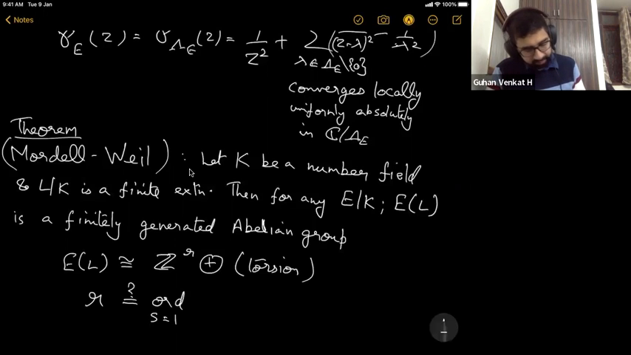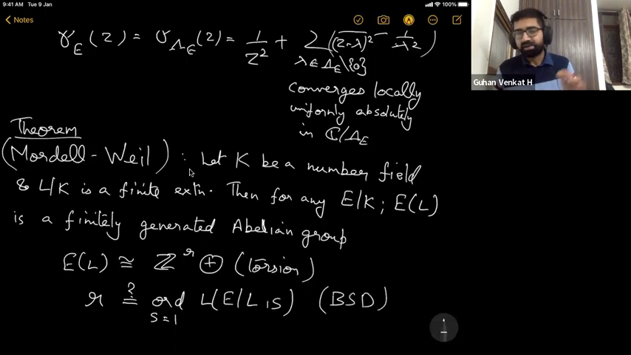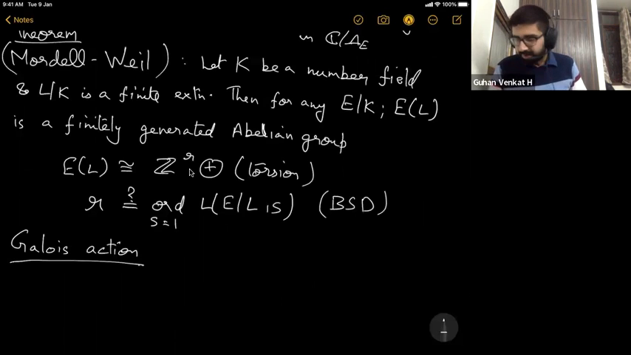the Birch and Swinnerton-Dyer conjecture, which says that you look at the L-function attached to the elliptic curve. The elliptic curve is defined over K, so you can do this base change. You can think of it as an elliptic curve over the field L, and you can define an L-function, look at its order of vanishing at s equals 1, and then the Birch and Swinnerton-Dyer conjecture predicts that these ranks match. But anyway, this talk is on the Galois side, so let's move on to the Galois action on elliptic curves.